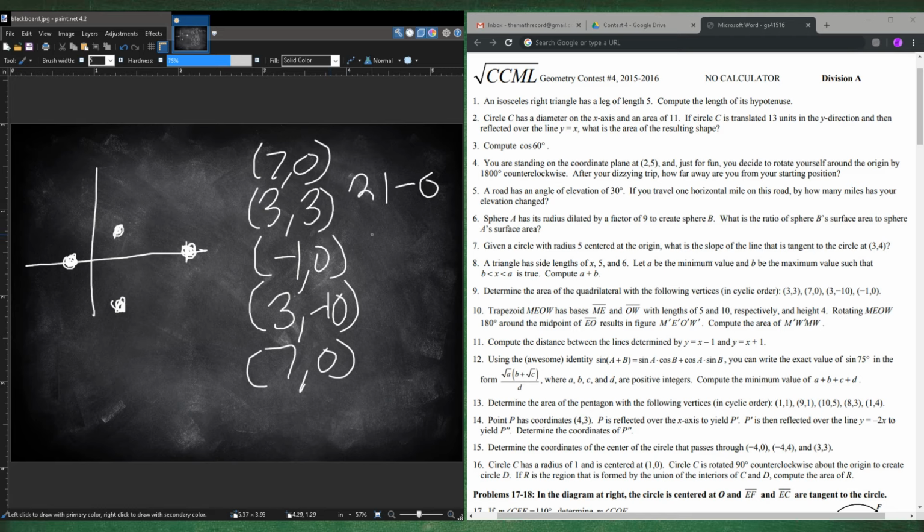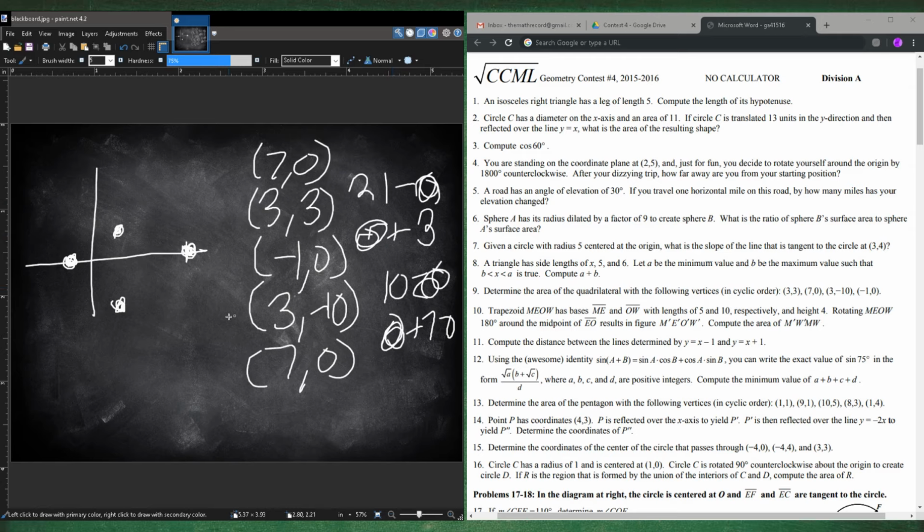So 3 times 0 is 0, minus negative 3, so that's plus 3. And negative 1 times negative 10 is 10. 3 times 0 is 0, so minus 0. 3 times 0 is 0, and 7 times negative 10 is negative 70, so minus negative 70 is plus 70. So these don't have anything because they're basically just zeros. So you basically have 21 plus 3 plus 10 plus 70, which is 104.